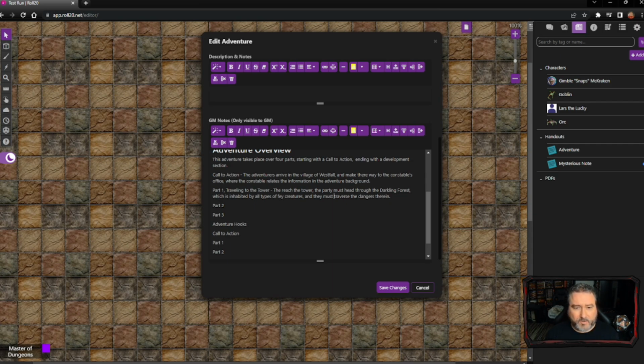But for now, we'll get to that part most likely next week, as we're already a half hour into the stream. We're just through part one so far. So to reach the tower, the players must head through the Darkling Forest, inhabited by all types of fae. They must traverse the dangers within.